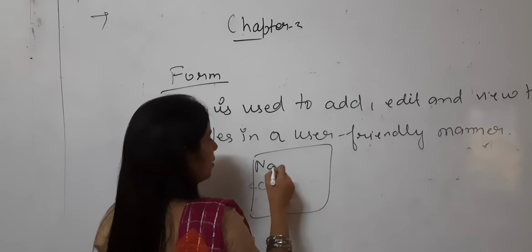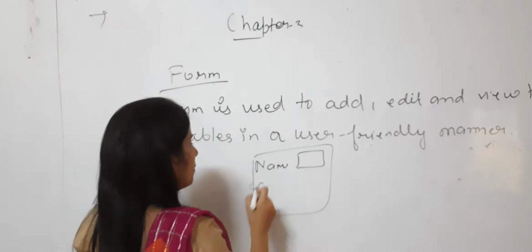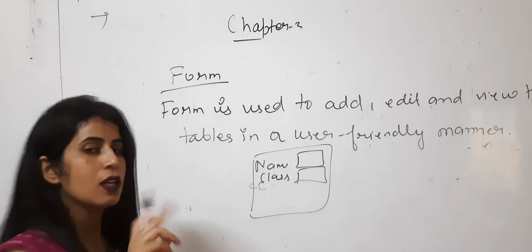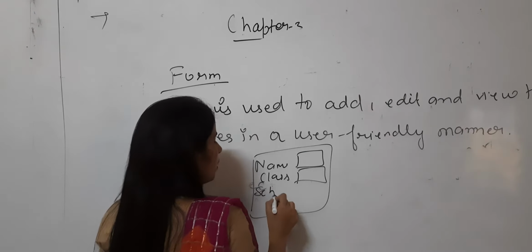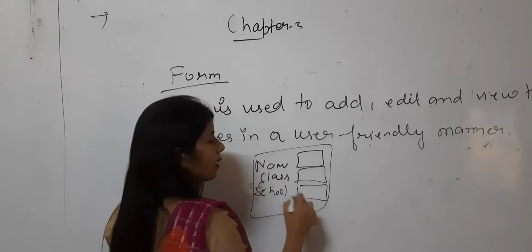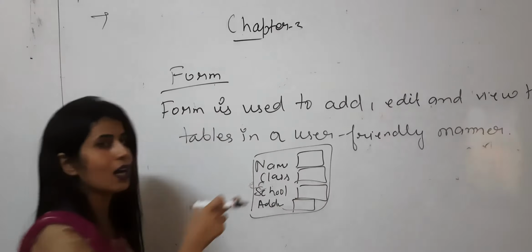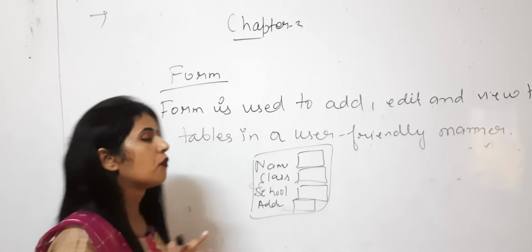Suppose here is name. So this side a box will be there. So you will write the name. Here it is class. So this side you will find a box there. So you will write the class. Okay. Next is suppose school name. So here you will write the school name. Here it is address. So this is an example of a form.